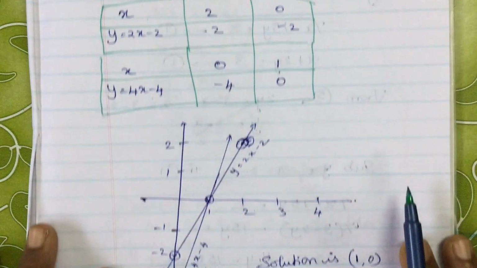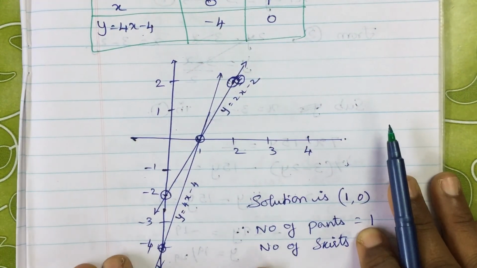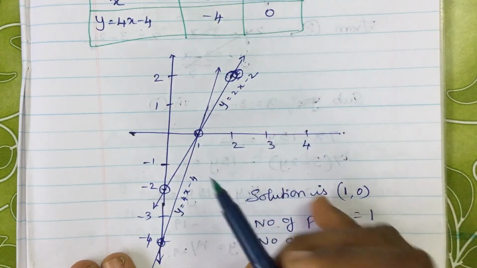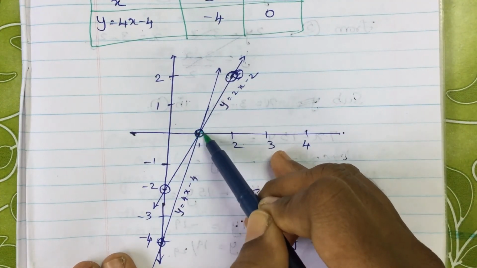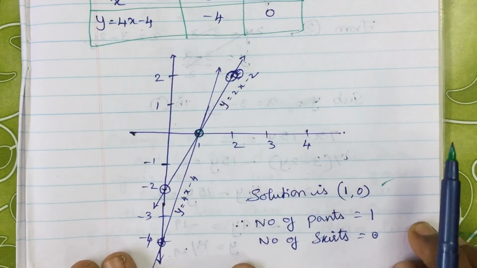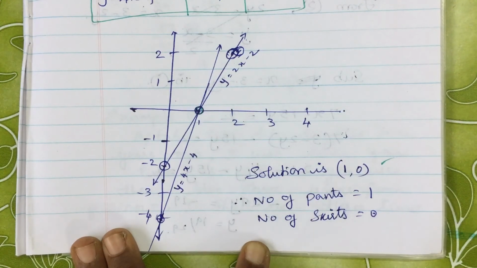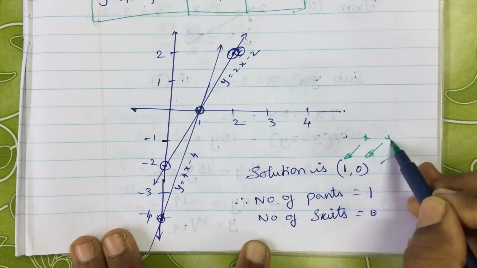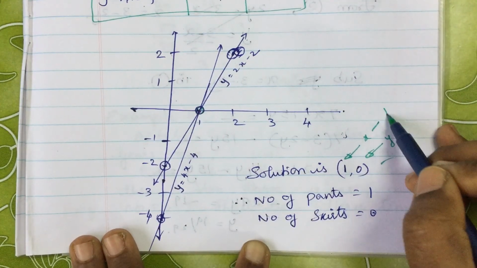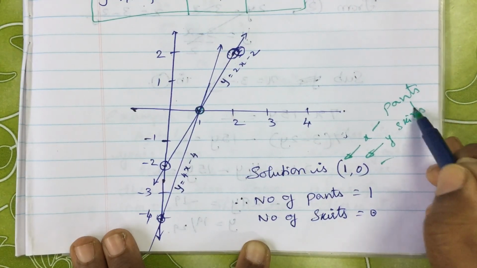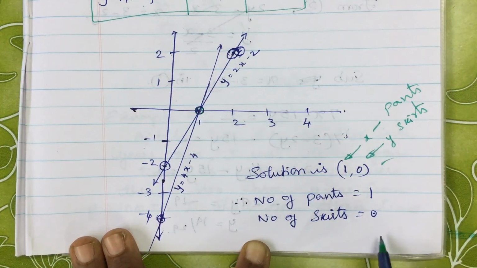If you mark these points, you will get 2 lines like this, and you could observe these lines intersect at this point. So what is that point? It is (1, 0). From this, what you can arrive at is 1 is your x value and 0 is your y value. X, what you have assumed as pants, and y you have assumed as skirts. Therefore, the number of pants is 1 and the number of skirts is 0.